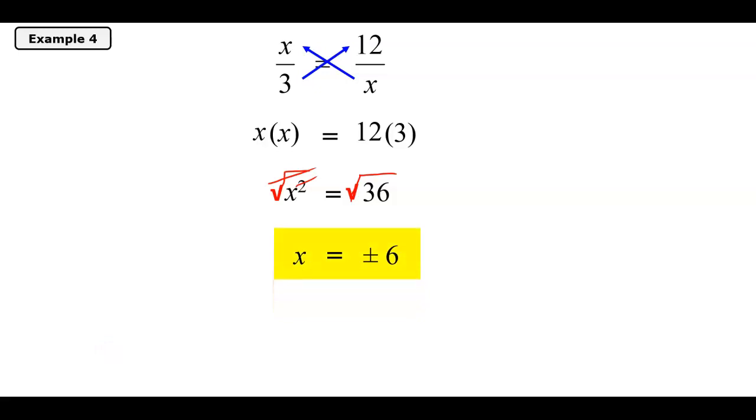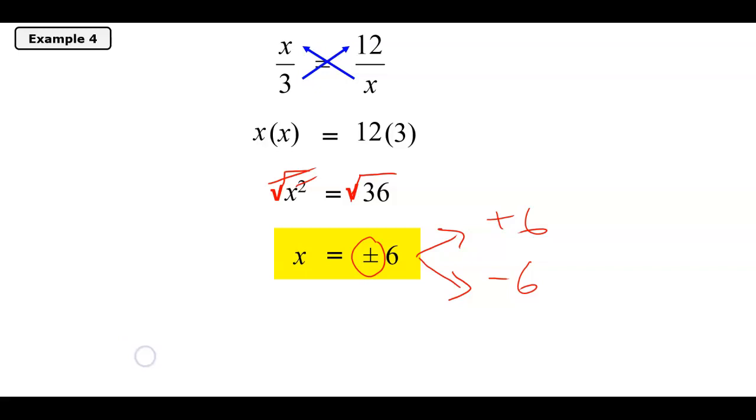So, well, you tell me, what's negative 6 times negative 6? Positive 36. Why? Because a negative times a negative is positive. So whenever you do a square root, there's really always two answers. This weird little symbol right here means plus 6 and minus 6. Whenever you do a square root, there's two answers, a positive and a negative. For sure.